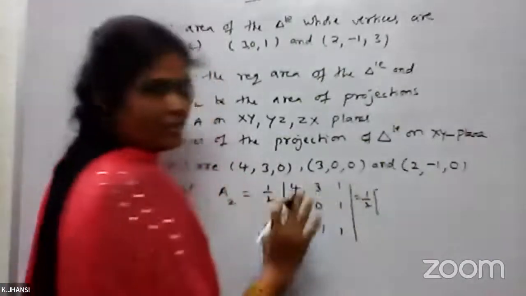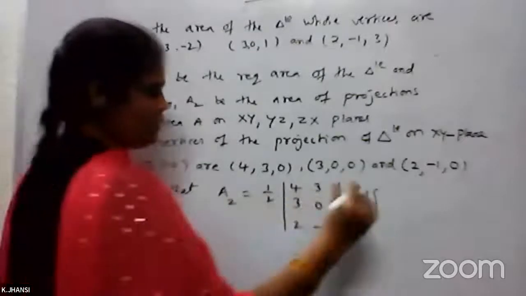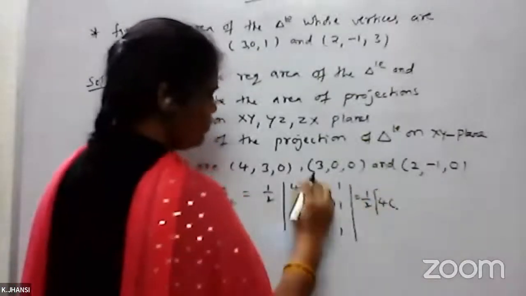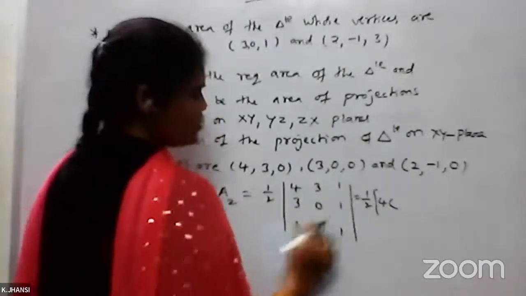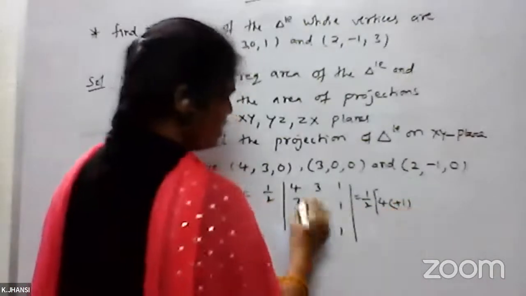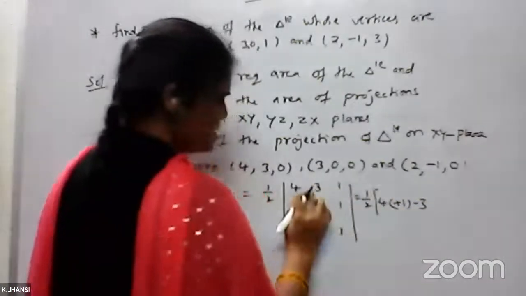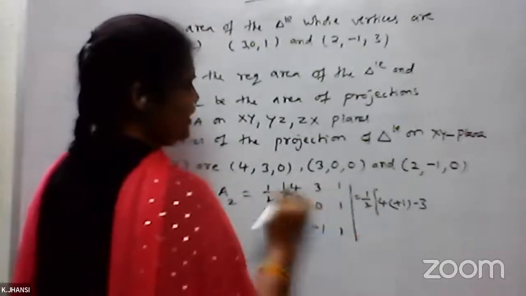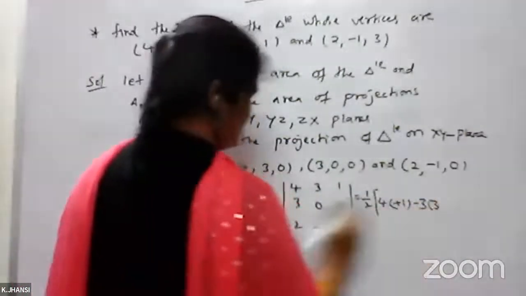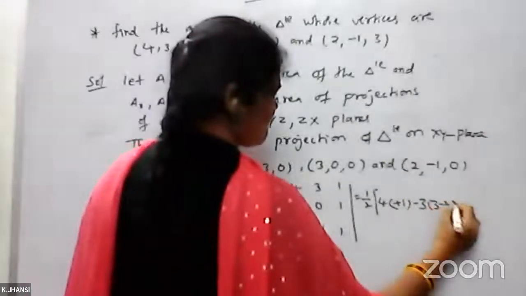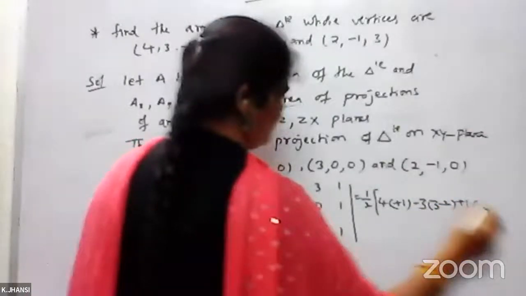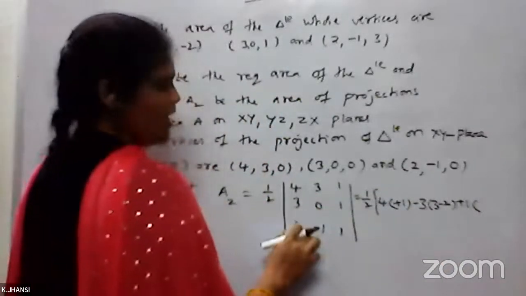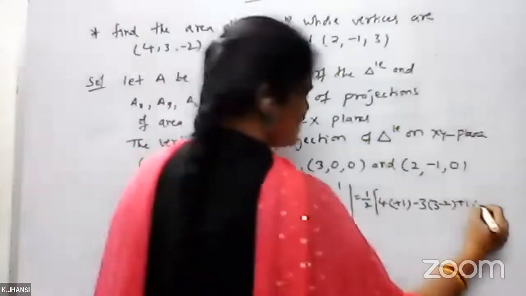For one, I am telling how to find the determinant. For others, we will write the direct one. That is 4 into, this is 0, minus into minus is plus 1. After that, this value is minus 3. If you take out this column and this row, 3 into 1 is 3, minus 2. Next, plus 1 into 3 into minus 3, and this value is 0. That is minus 3.